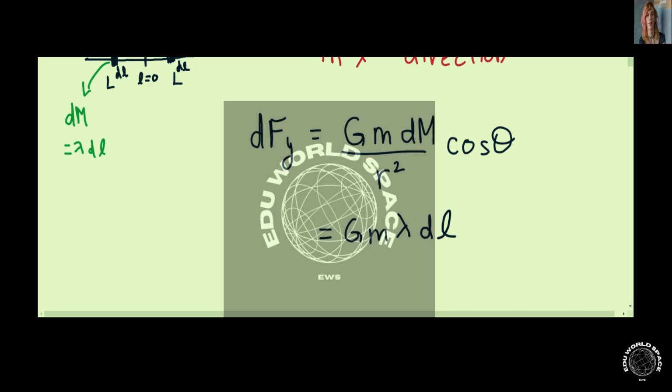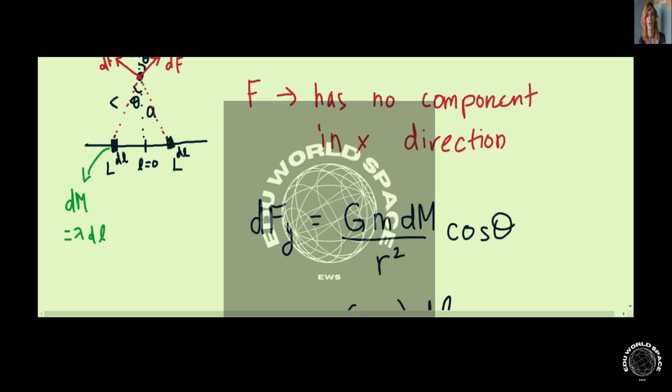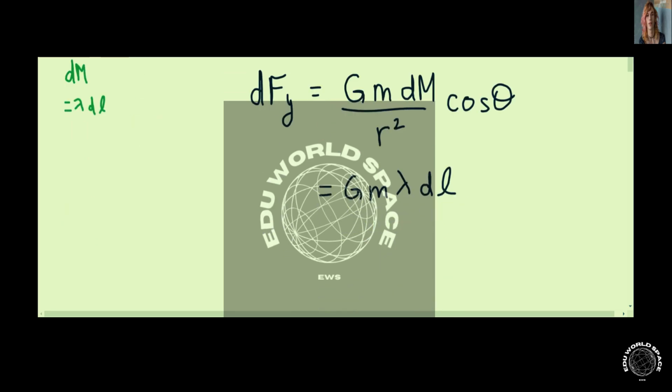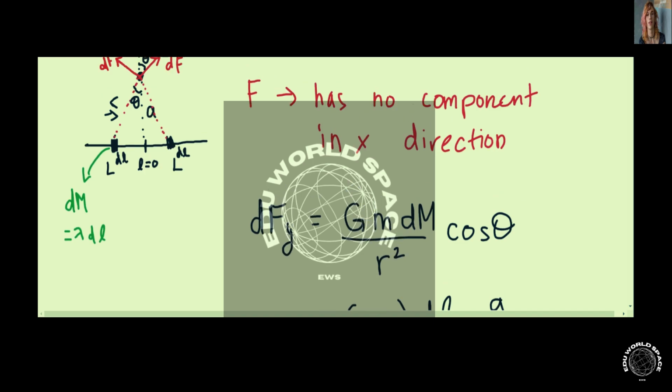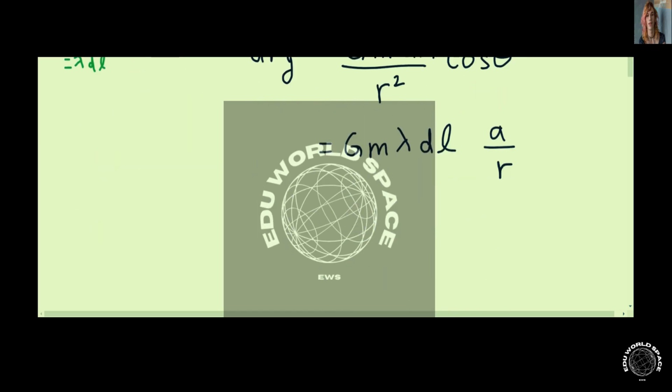Okay, and then I want to get rid of this r in favor of an L, and we can see from the triangle that, looking at this triangle here at the bottom, cos theta is going to be A divided by R. So cos theta is A divided by R, and R squared, if we're thinking about Pythagorean theorem, is going to be A squared plus L squared. So this is A squared plus L squared.